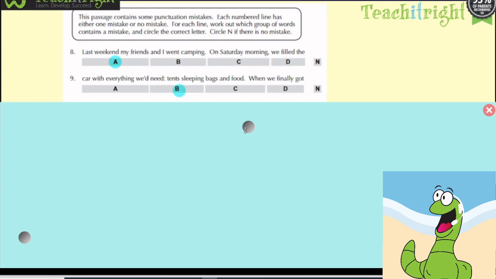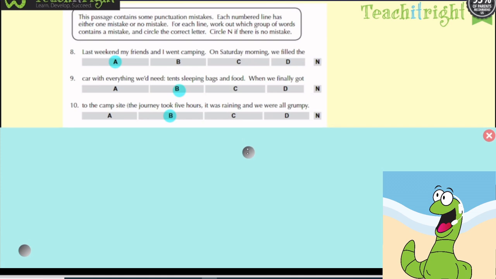So far, 8 is A. We should have a comma after weekend. B, we should have a comma. 9 is B, because we should have a comma after tents. And if you see there, after the word need, there is your colon introducing a list. Tents, sleeping bags, and food are the items on your list.